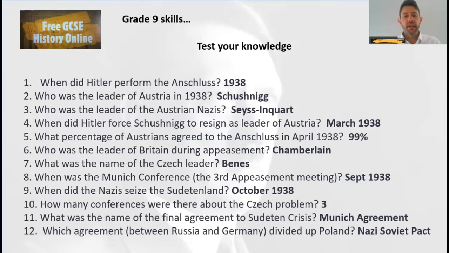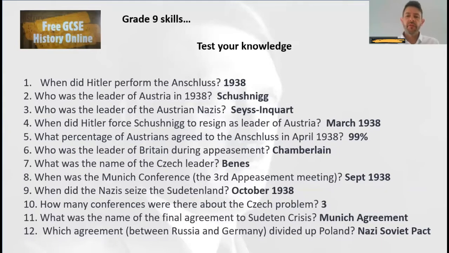So the final agreement, as I said, was the Munich Agreement, number 11, and which agreement between Russia and Germany divided up Poland? So in 1939, you've got the Nazi-Soviet Pact, which finally causes war. By this time, obviously, Hitler's taken the rest of Czechoslovakia in March 1939, invaded a country that's non-German, and then Britain and France realised that Hitler is a bit of a liar and a fraud. And when he says he wants Poland, they give an ultimatum: if you invade Poland, it'll be war.